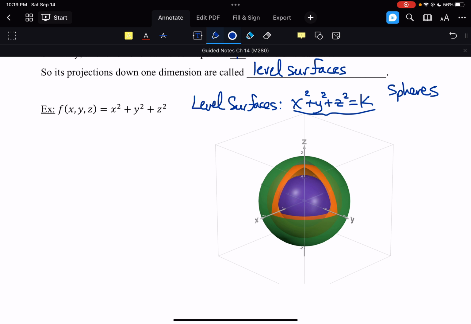But that brings us to the end of section 14.1. That's our introduction to functions of multiple variables and level curves. As we continue through the chapter, we're going to start developing more of the calculus of functions of two variables, and we're going to see what that looks like as we continue on. So that is it for this section.